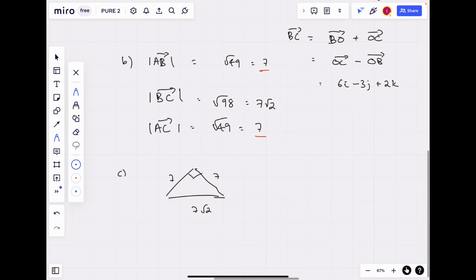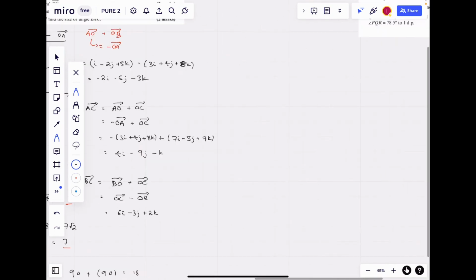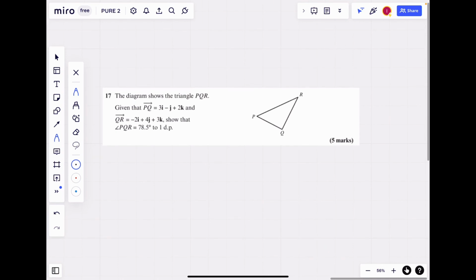They've said that this is a right angle, and angles in a triangle need to add up to 180. If that one's 90, the other two need to also be 90 together. So each one here and here is 45. There you go, done. Nice and easy. Okay, question 17. I want you to try that on your own, please.